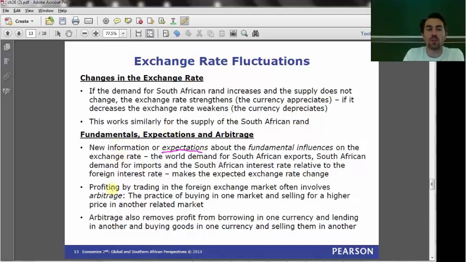And of course, there's also profit by trading that involves any kind of arbitrage. So we haven't spoken yet about arbitrage, but that's what we're going to speak about next.